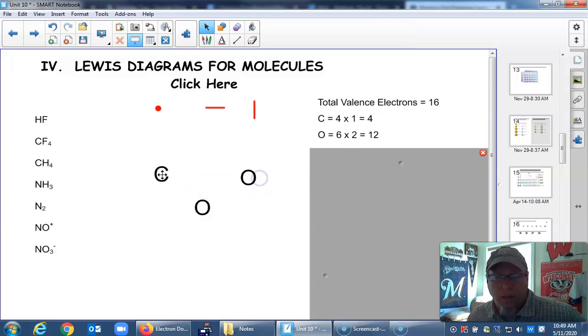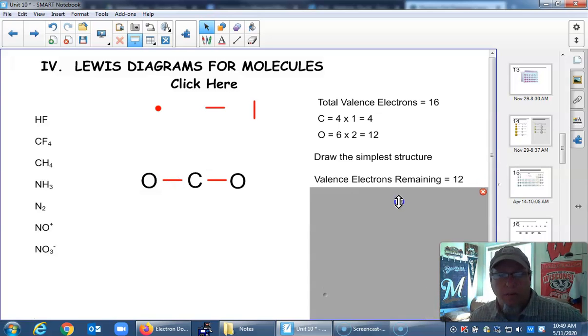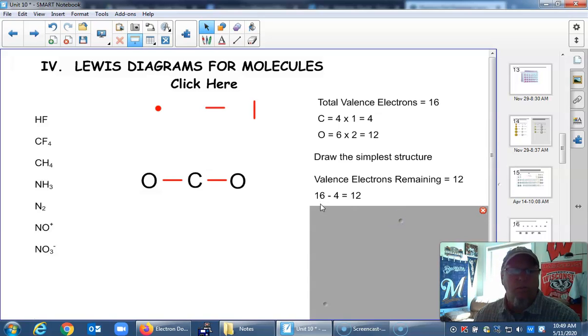Simplest structure I can draw, I think, is going to be a nice line like this. And put some electrons in. Next step, how many valence electrons do I have remaining? I used 2, 4 electrons, because remember each line is 2 electrons. So if I used up 4, I had 16. That gives me 12 left to go.